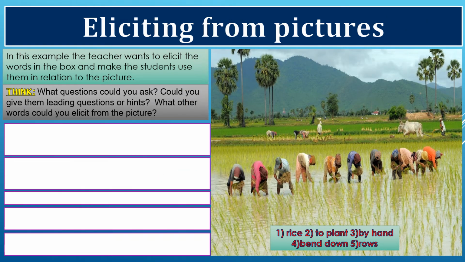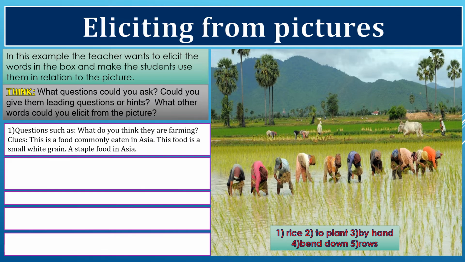So the simplest way to elicit the correct responses that you're looking for would be to ask leading questions. So for number 1, rice, you would ask questions like, what do you think they're farming? And you could give clues like, this is a food commonly eaten in Asia. It's a white, small grain. It's a staple food in Asia. And you could expand on this point if you felt like they weren't getting it.